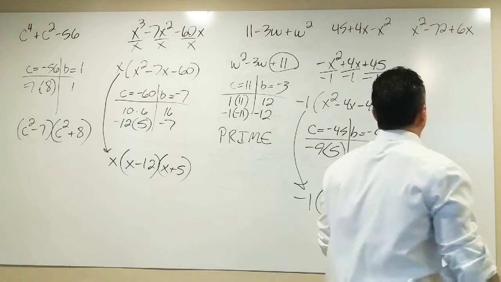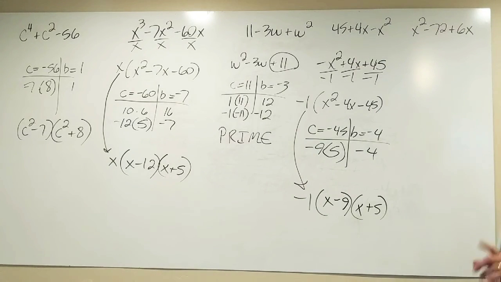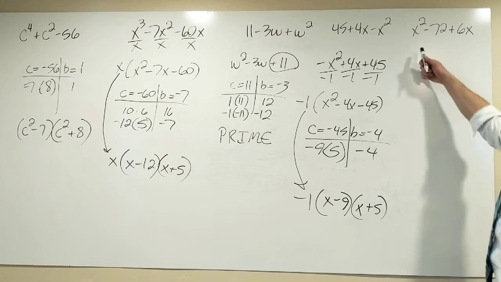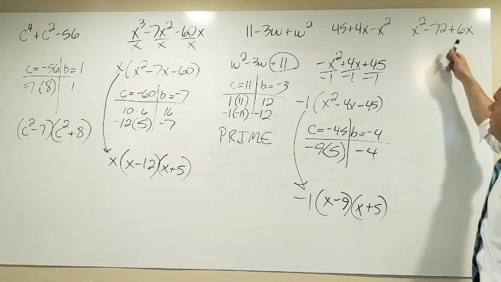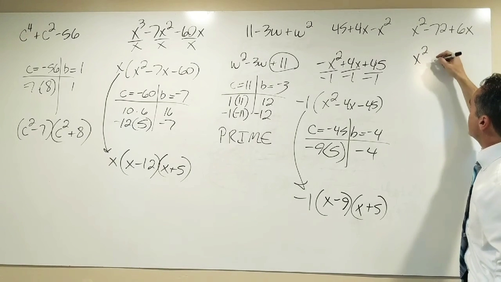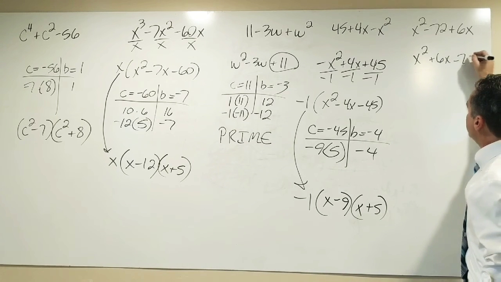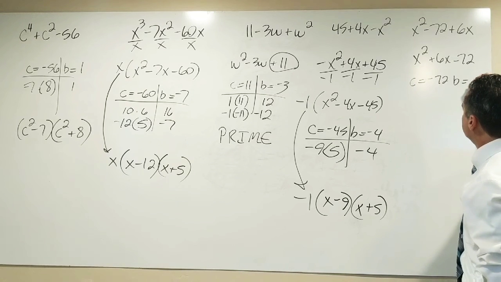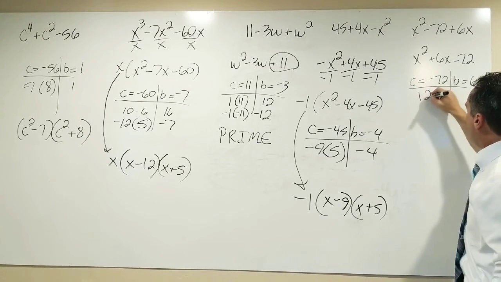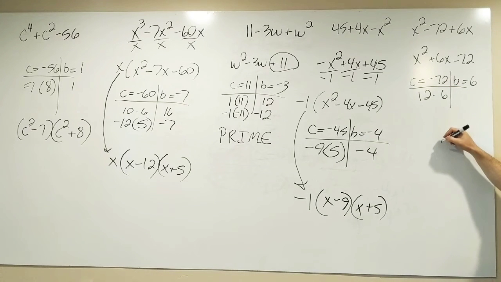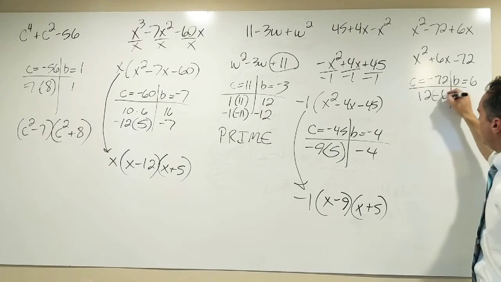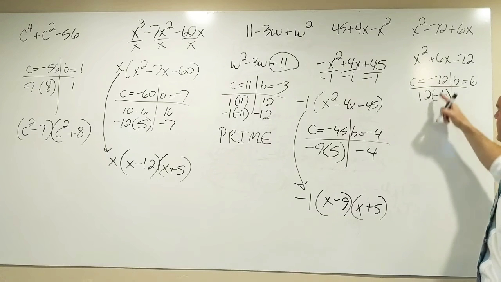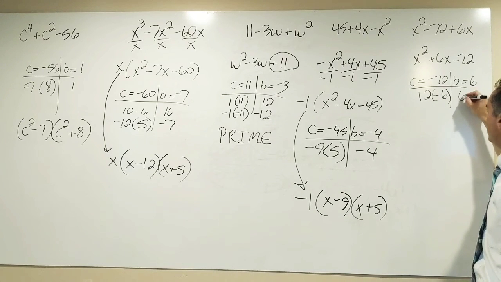Last one. This one was pretty straightforward, but it was not in descending order. So you check for a common factor, don't have one. We jump in here, and we need to say this is x squared plus 6x minus 72. c equals -72, b equals +6. 12 and 6 make 72. 12 and -6 make -72. When added together, will make +6.